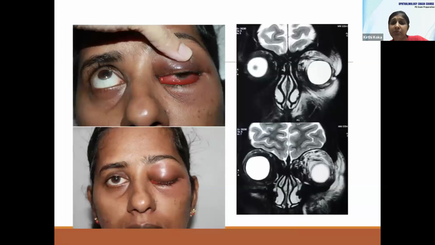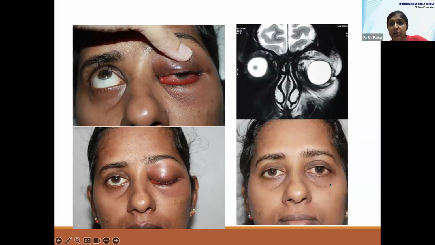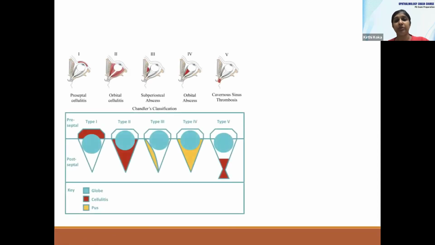There's a patient who has a bad cough and cold, and then she develops an acute onset proptosis. The lids are tense, you cannot even examine the globe. And this is what the imaging finding looks like. There's ill-defined inflammation involving the entire orbit. Again, a case of orbital cellulitis post sinusitis.